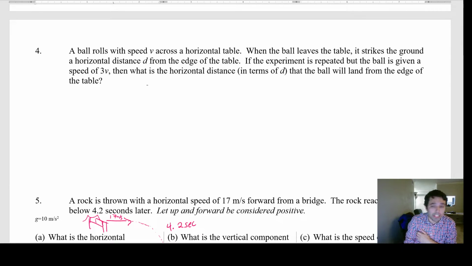All right, so guys, this one's about relationships. It's talking about horizontal distance. So we have this ball, right, on the table.